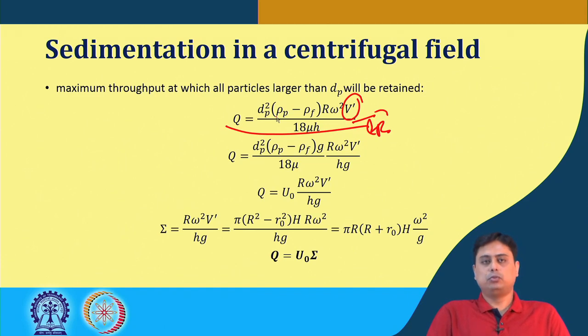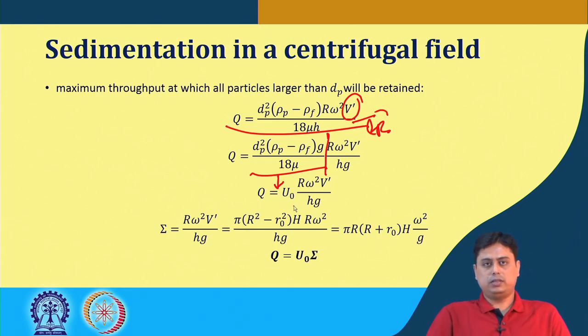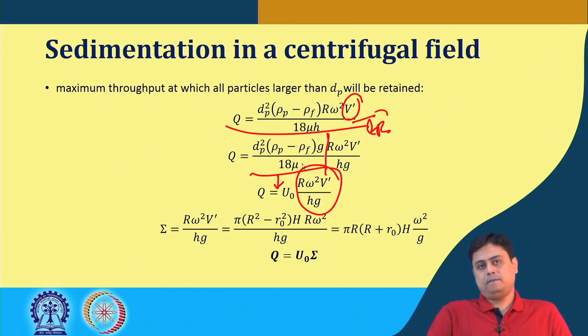So, this is the maximum throughput at which all particles larger than dp will be collected in the centrifuge. They will be sticking to or hitting the wall and will be collected. If we separate the variables, we see that this portion again represents the u0, the single particle terminal velocity, multiplied by a factor. This factor is called the capacity factor of the centrifuge.